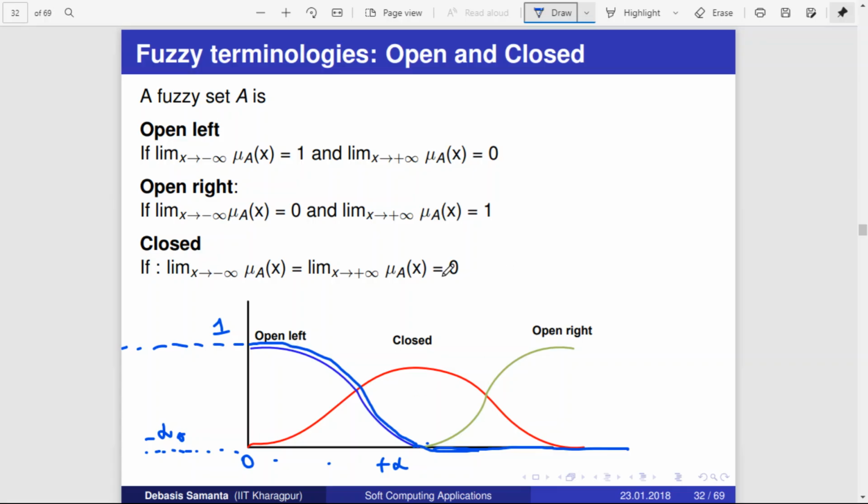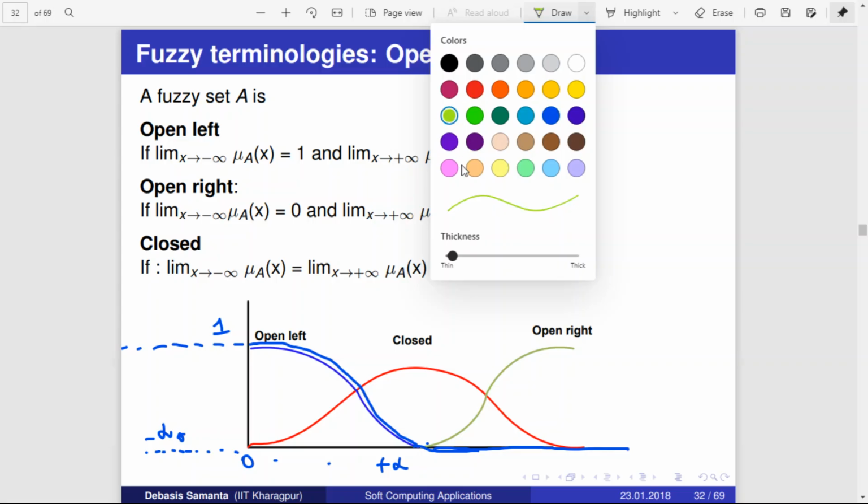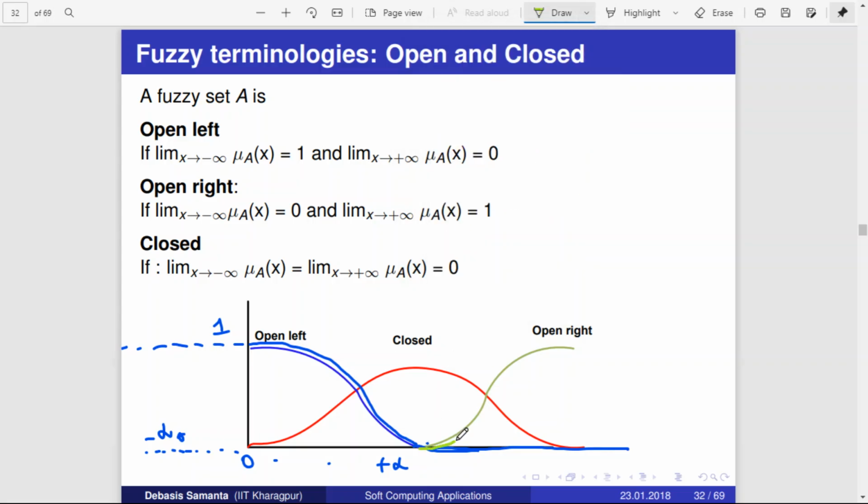Now let us take this one. Let me take a different color. This is actually open right. Here it is becoming 0 as x goes towards minus infinity. As x approaches minus infinity, this membership function will result in 0. As x approaches positive infinity, this will result in 1. Such a membership function is called open right.